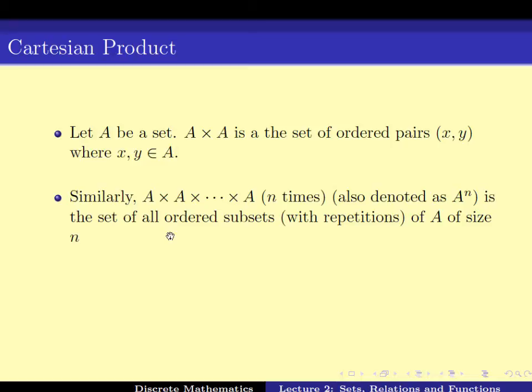When you have to take the Cartesian product of A a number of times, say n times, we sometimes denote it as A power n. So in the above example, A Cartesian A can be written as A square. Similarly, if I take the Cartesian product of A n times, I get A power n. And what is this? If you unfold the definitions of the Cartesian product of A with A, you realize these are the strings of elements of A of length n. In other words, these are the ordered subsets with repetition of A of size n.